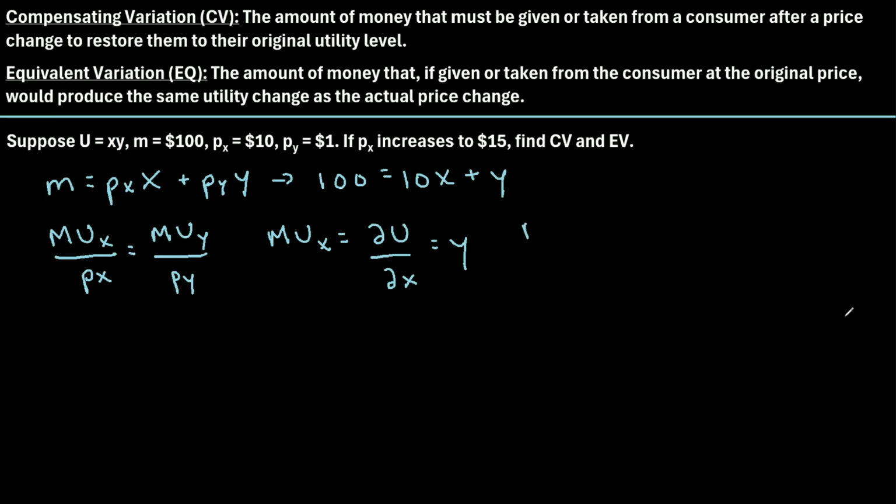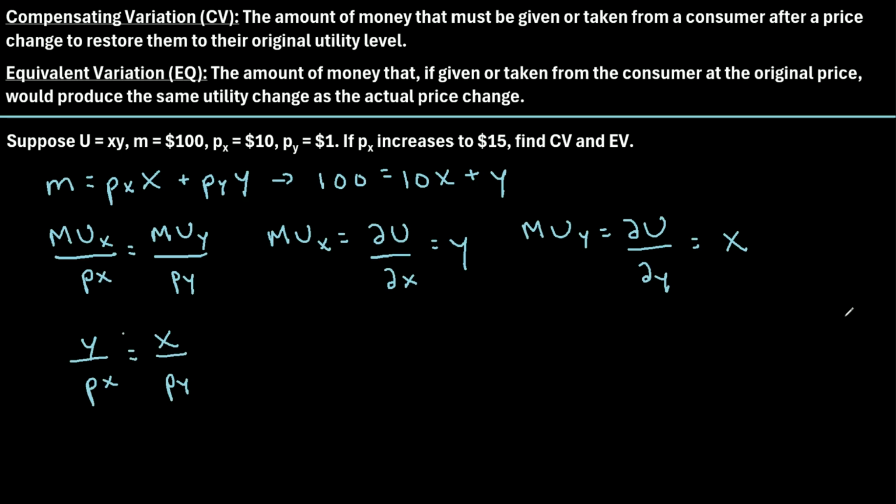Similarly, the marginal utility of Y is the derivative of the utility function with respect to Y. We take the derivative of Y, which is 1, and then X comes along for the ride. So that would just be X. Let's plug these values into this equation. We get Y over the price of X is equal to X over the price of Y.